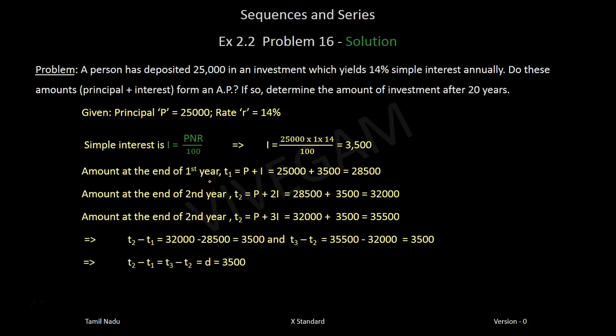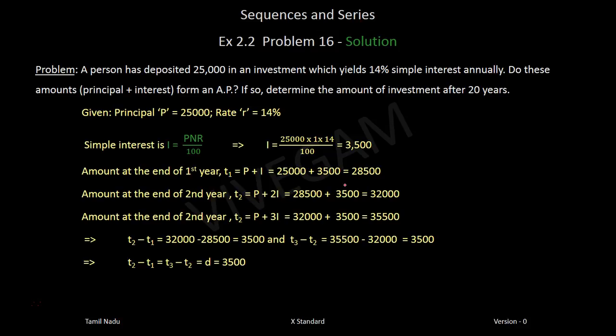So the amount at the end of the first year, that is T1, the first term in the series, is principal plus interest, that is 25,000 plus 3,500, that is 28,500. Now the amount at the end of 2 years will be P plus 2I. It is already P plus I, so P plus I plus one more I, it becomes P plus 2I. Amount at the end of 3 years is P plus 2I plus I, so that will become P plus 3I. That's how it goes.